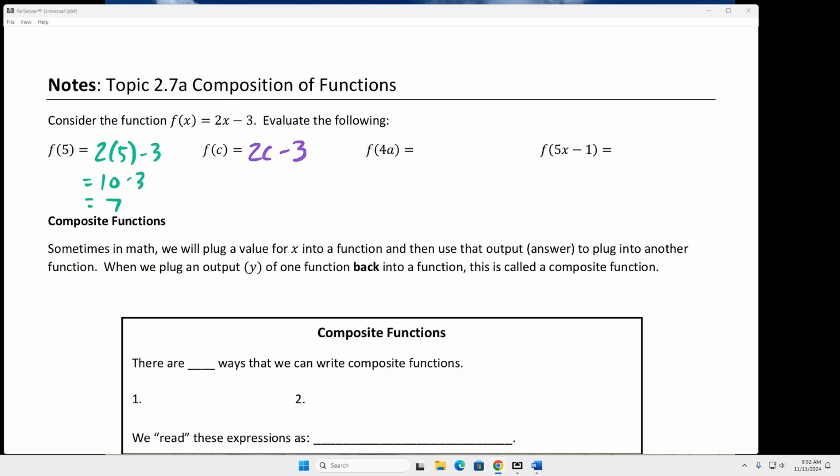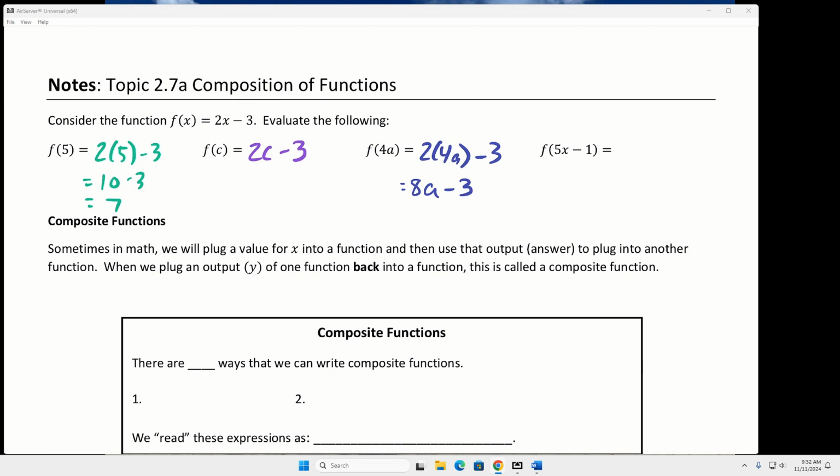All right, and then same thing for f of 4a. You just put 4a in for x. Everything that I put in for x, I'm going to multiply by 2 and then subtract 3 from it. So then I will do that. Multiply by 2 and then subtract 3. However, they're not like terms, so you just stop at that point. And it seems like people feel really good about that.